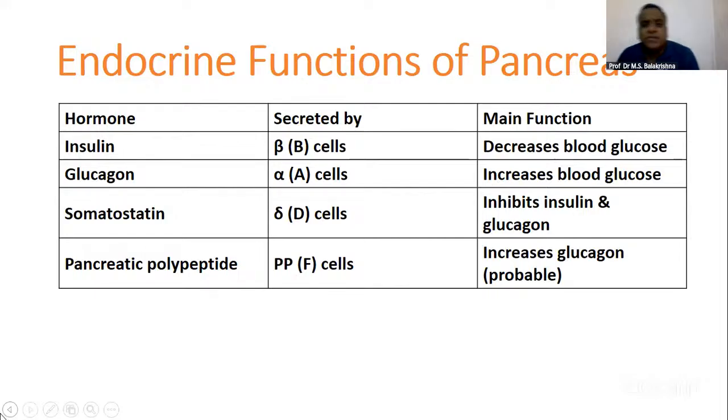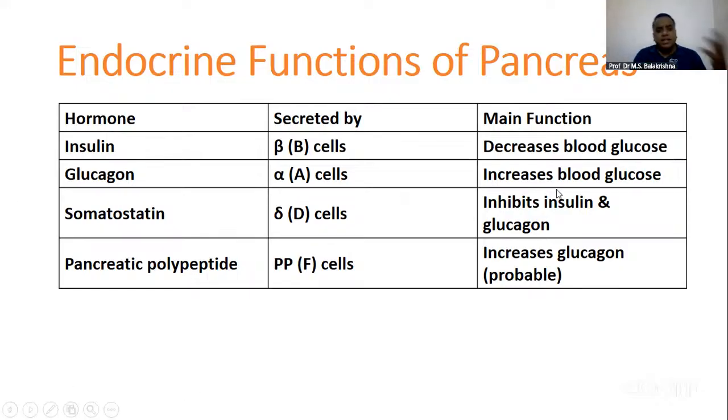Then endocrine functions of the pancreas. You have alpha cells, beta cells, delta cells, and F cells. Four types of cells are there in the pancreas. From beta cells, you get insulin. From alpha cells, you get glucagon. From delta cells, you get somatostatin. Please read this composition also, as there is a tendency to get confused.